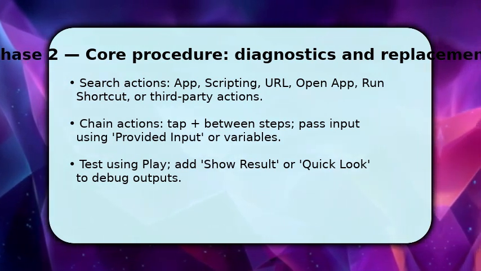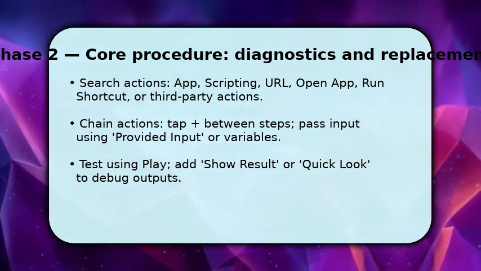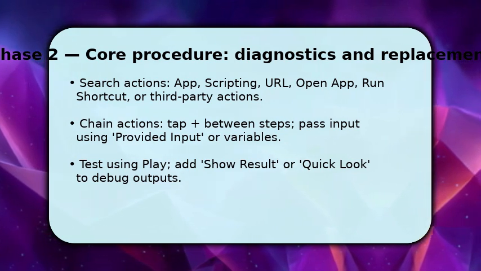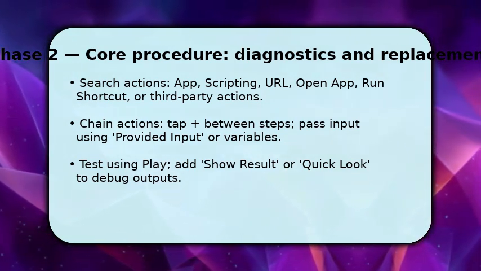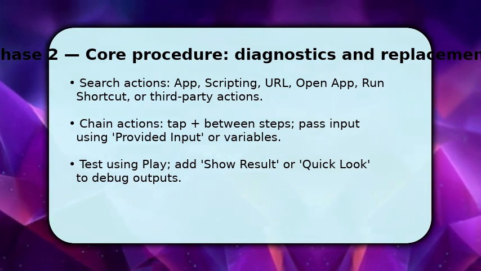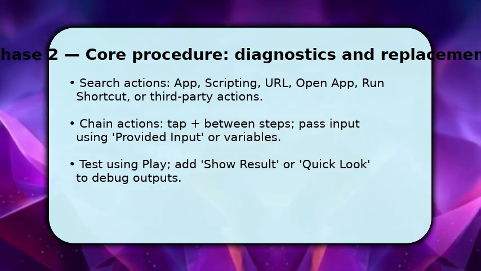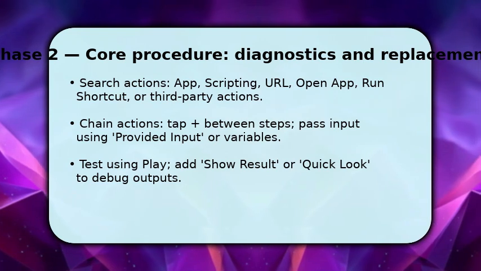Connect actions by tapping the plus sign between steps and pass data with variables or provided input. This is how one action feeds the next. Once the sequence looks right, press play to test it on screen, and add Show Result or Quick Look to reveal outputs. That helps you understand why a step failed or succeeded before you finalize.